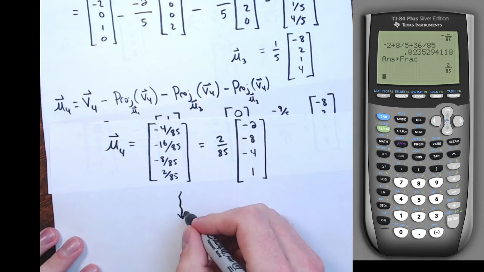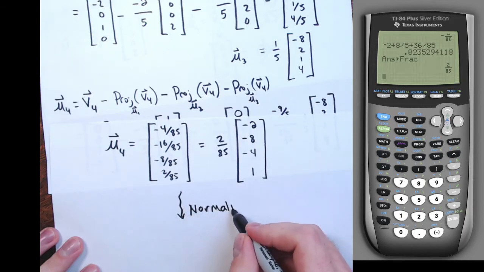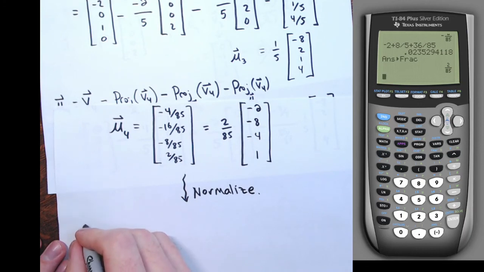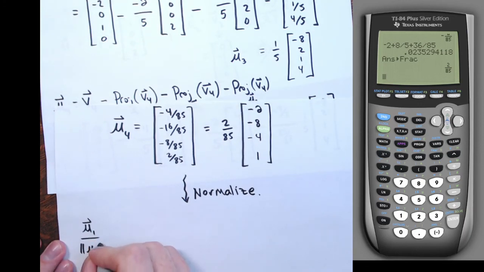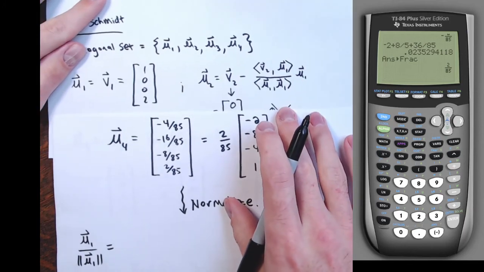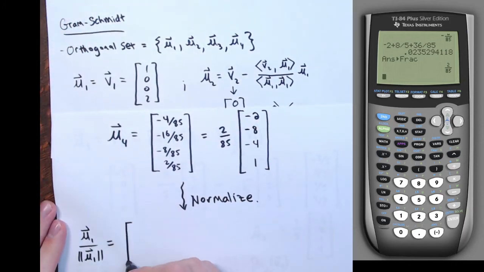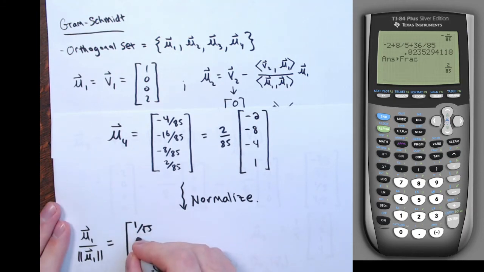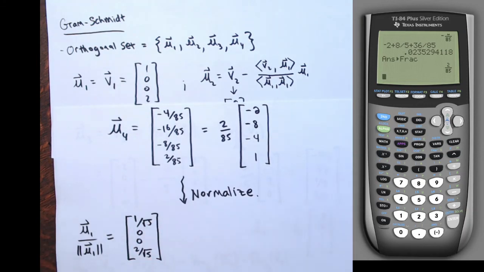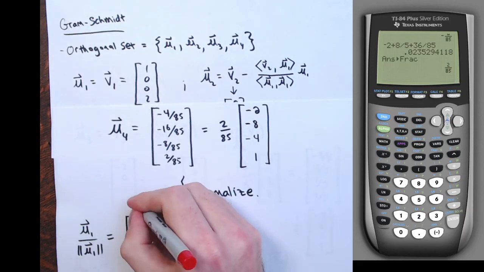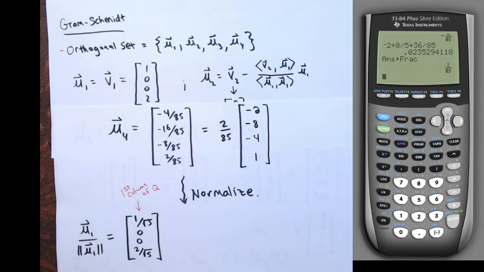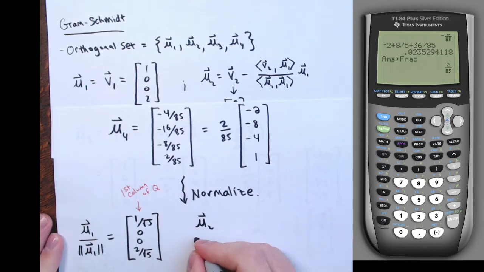All right, and then I normalize these vectors to get an orthonormal set, make them all unit vectors. So remember, that's just take every vector and divide it by its norm, right? So u1 divided by the norm of u1. Well, the norm of u1 is the square root of the dot product with itself, so that'd be the square root of 5. So I have 1 divided by the square root of 5, 0, 0, and then 2 divided by the square root of 5. And this is going to be the first column of Q, that orthogonal matrix, right? And then for the second column of Q, u2 divided by the norm of u2.